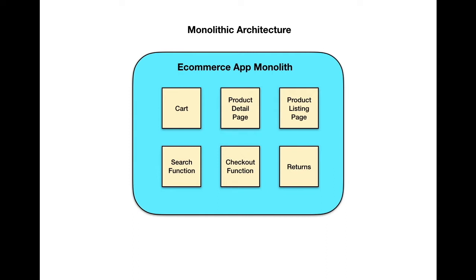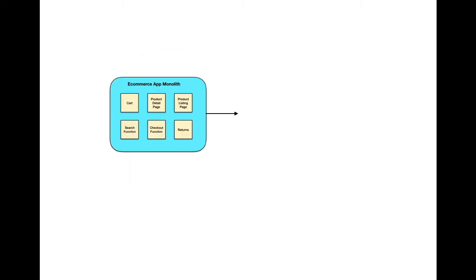Let's consider the example of an e-commerce application. In any e-commerce application, you will find functionalities like cart, product detail page, product listing page, search function, checkout functionality, and returns. With this monolith, which had all the different modules, we go ahead and deploy it on a server, which was usually an in-house server.